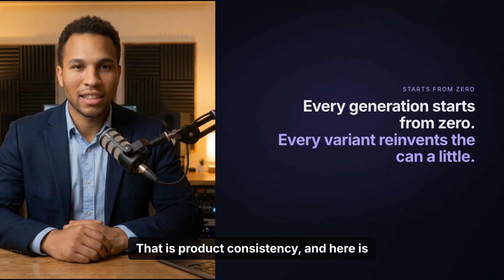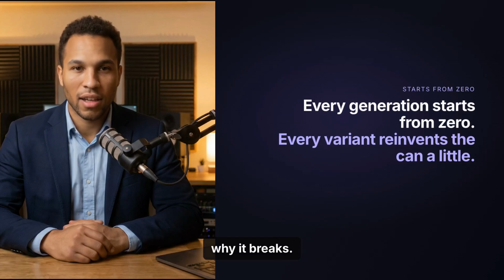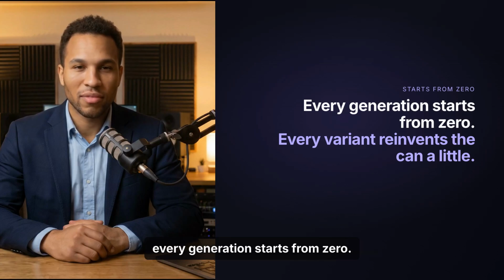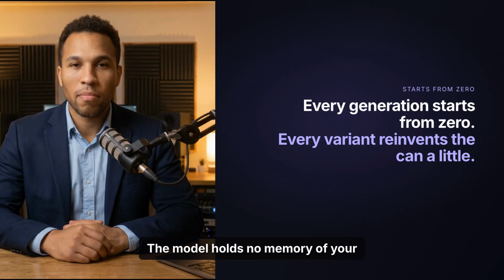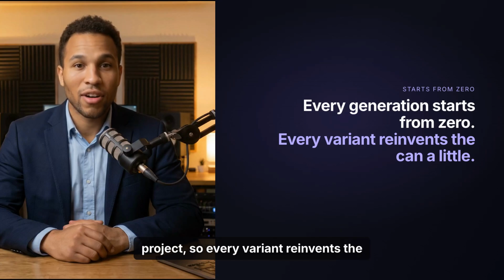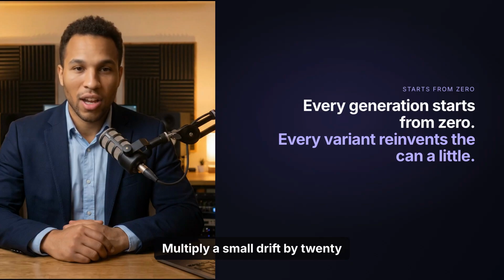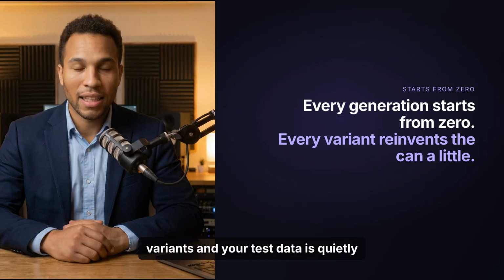That is product consistency, and here is why it breaks. Models generate one shot at a time, and every generation starts from zero. The model holds no memory of your project, so every variant reinvents the can a little. Multiply a small drift by 20 variants, and your test data is quietly poisoned.